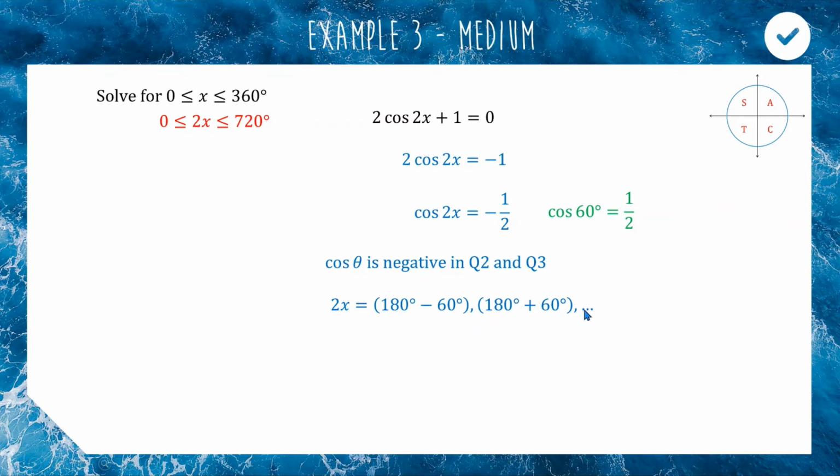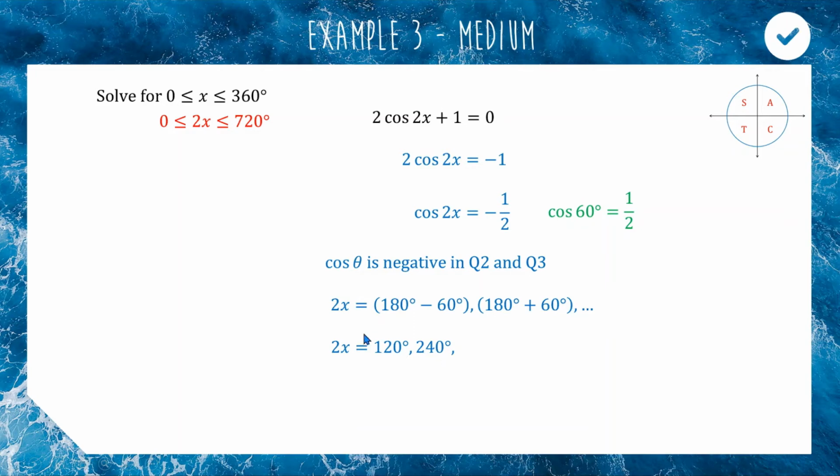I've written some dots here because there are actually going to be more solutions because, remember, even though x is going between 0 and 360, 2x is going between 0 and 720. So 2x is actually doing 2 laps of the unit circle. But we'll figure that out in a sec. There's a nice trick to getting your extra solutions. All right, so for this one, we get 120, and for this one, we get 240.